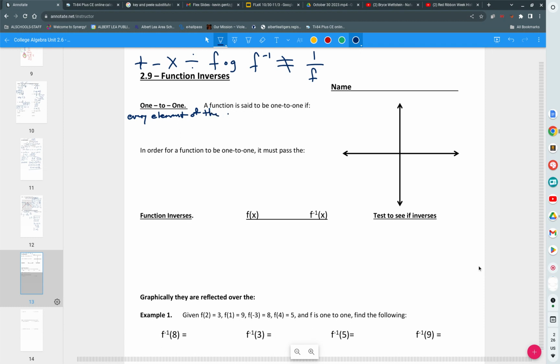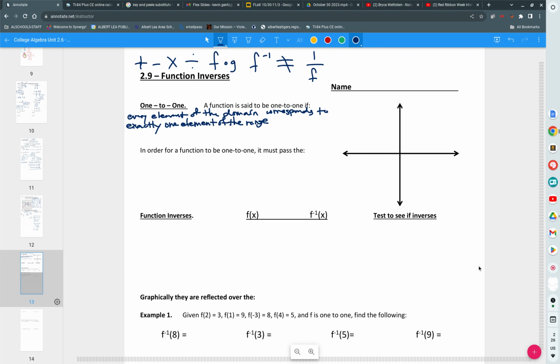A function is one-to-one if every element of the domain corresponds to exactly, anybody? One element of the range. Does that sound familiar? Very. Why? The function definition. That's the definition for a function. So why would we write it again?